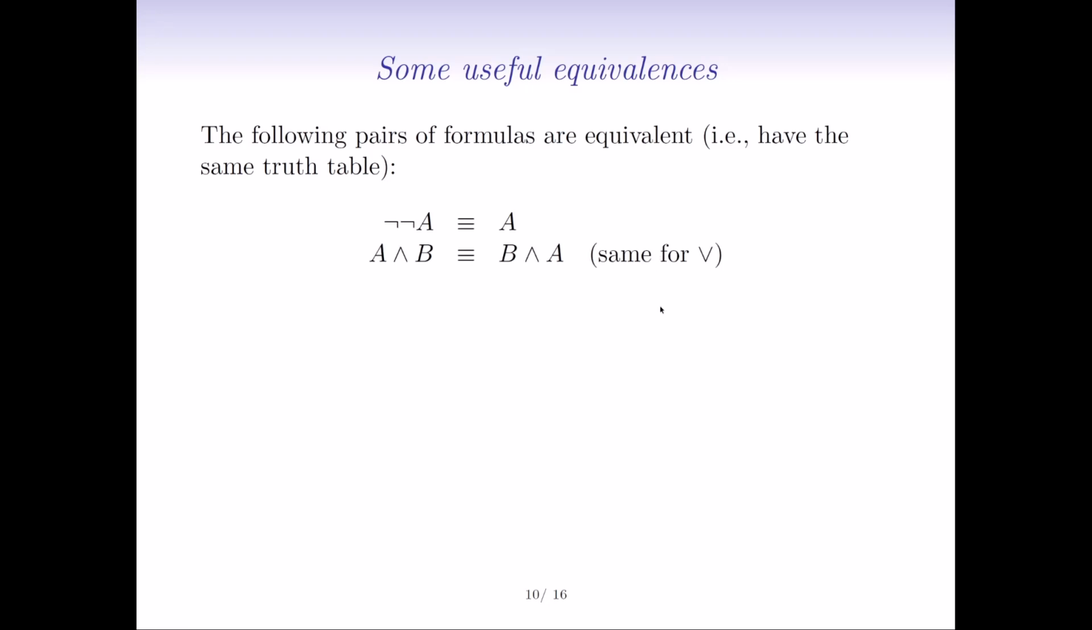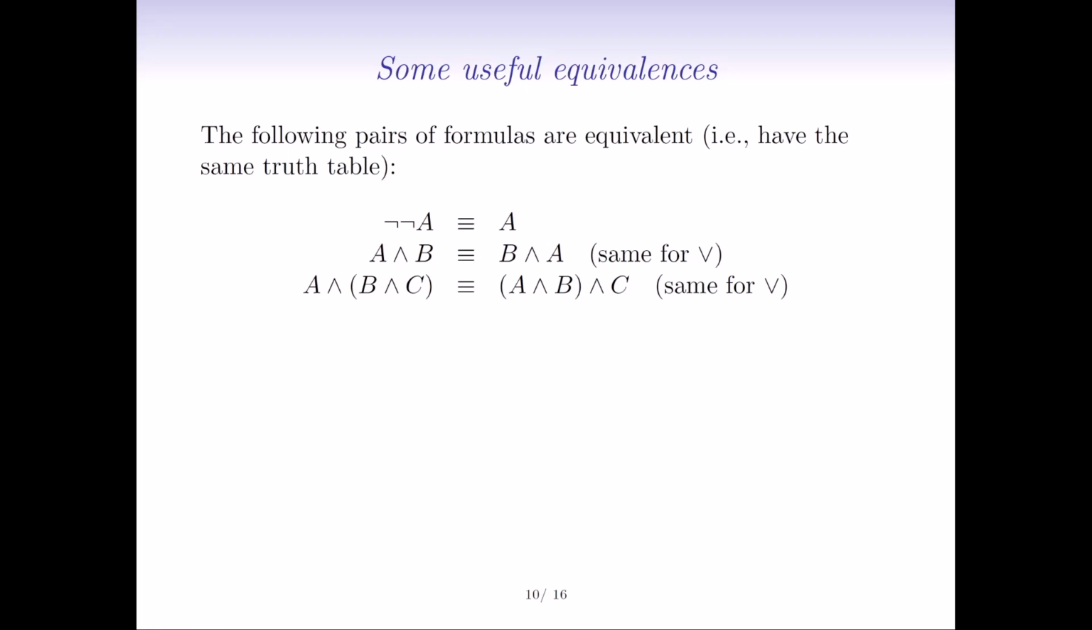Next, we have the so-called commutative law for conjunction. So A and B is the same thing as B and A. And the same holds of disjunction, by the way. A or B is the same thing as B or A. Beware that it's not true of implication. So A implies B is definitely not the same thing as B implies A. But for conjunction and disjunction, and indeed for bi-implication as well, all those connectives are commutative. In other words, it doesn't matter which way round you write the formulas.